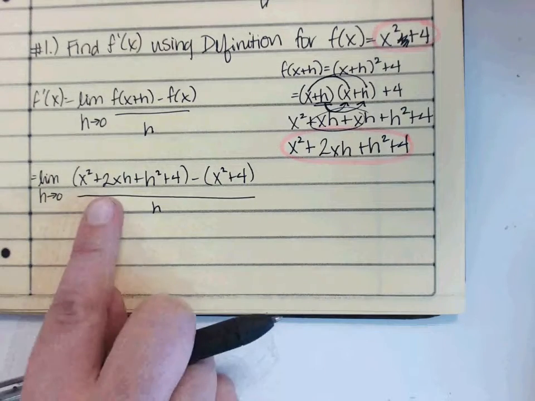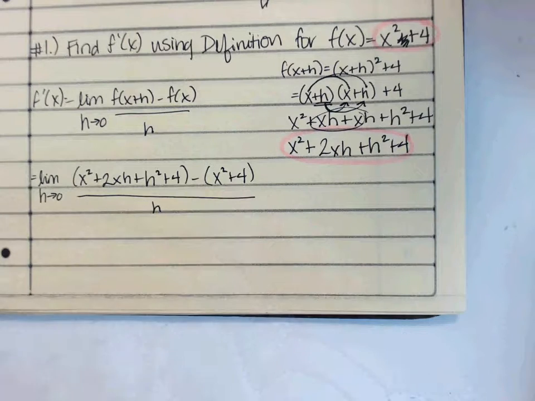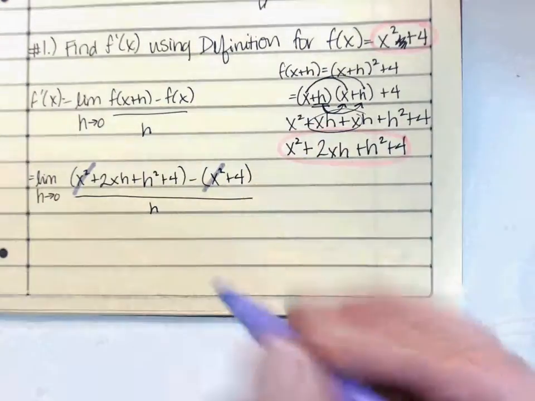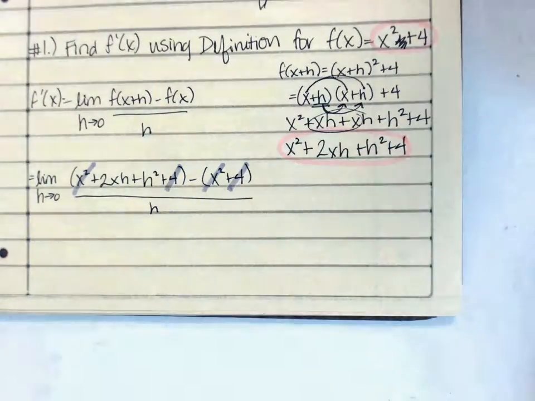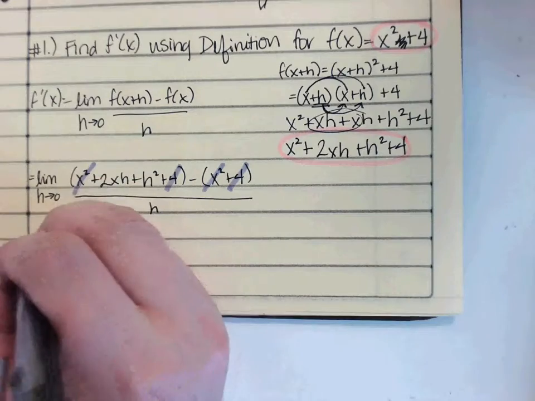So this is my f of x plus h. This is my regular f of x. What do you notice is going to cross out? Two things. X squared, 4, 4. Now everybody left has what letter in them? An h. So I'm going to GCF my h out to the front.